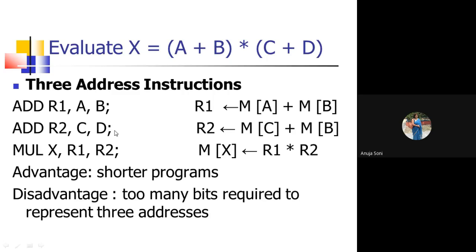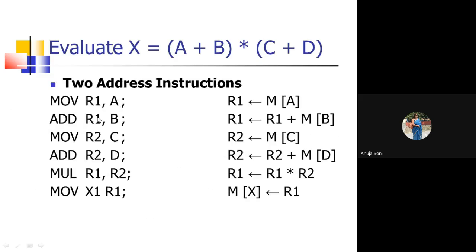Okay, now we come to the multiply operation. How has the multiplication been performed? R1 and R2 need to be multiplied, and ultimately the result will be stored back to the memory location at address X. So this way you have to specify all these things. And what is the advantage of three address instruction? Shorter programs. Disadvantage, too many bits required to represent three addresses. So this is the way you write a program using three address instructions.